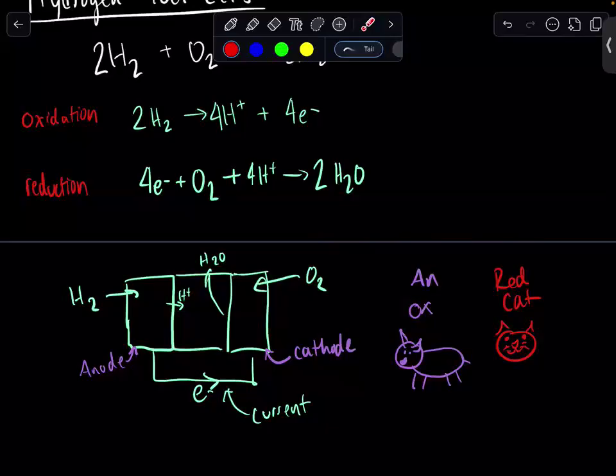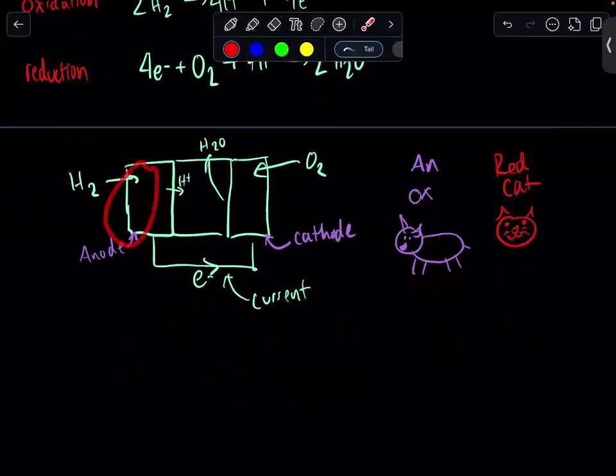So that is a fuel cell. That's pretty much the idea behind it. We separate out the reactants into 2 equations. We allow them to react via the movement of electrons through a wire, which we steal that movement of electron, that electricity, that current, and that's what we use to do things.